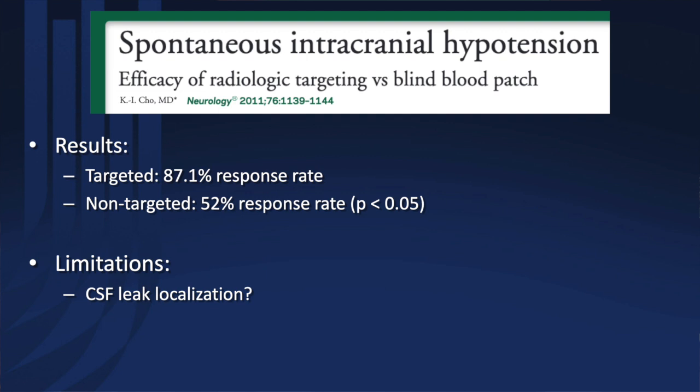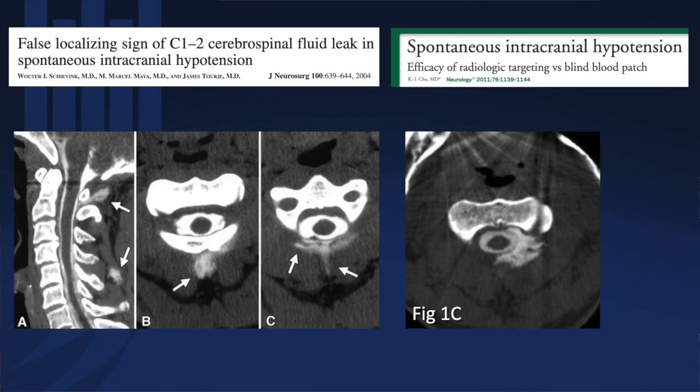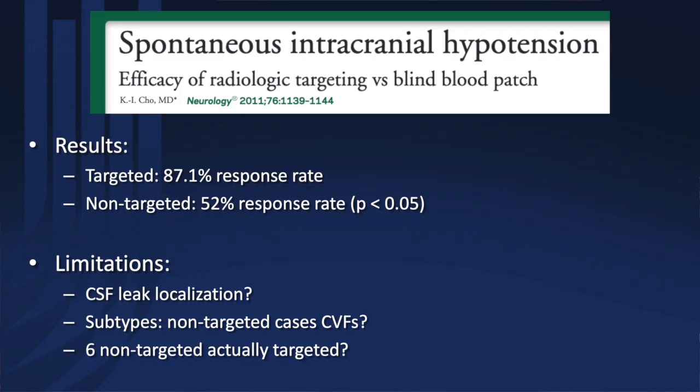But some of the limitations of this paper, I would say, first, is CSF leak localization. So if we look at this paper, this is actually the figure that they selected to show for a CSF leak, right? And this is actually the false localizing sign at C12 that Wouter and Marcel and the Cedars group published a long time ago. And so that calls into question whether or not they were actually targeting leaks or if they knew where the leaks were at that time. And of course, this was back in 2011. So we've learned a lot since then.